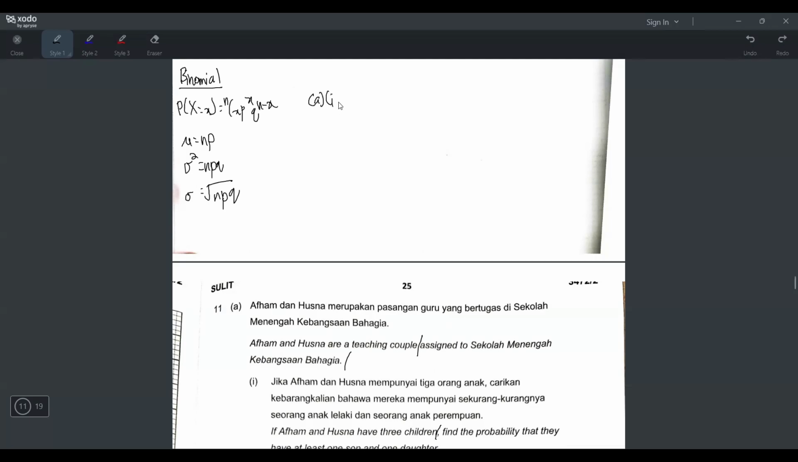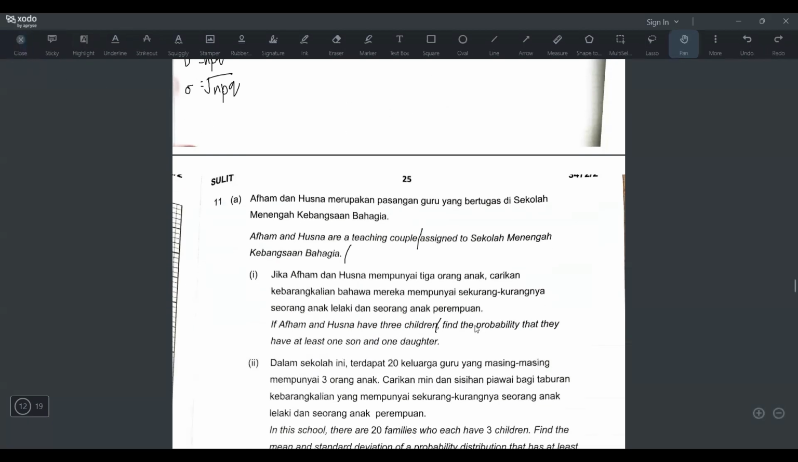Okay, the question A1 asks us to find probability, right? So very obvious I need to use this formula. But before you use this formula, you need to know your n, p, and q. If you don't have your n, p, q, how are you supposed to put them in this formula later? So the n I already know is 3, because they said there are 3 children in total.